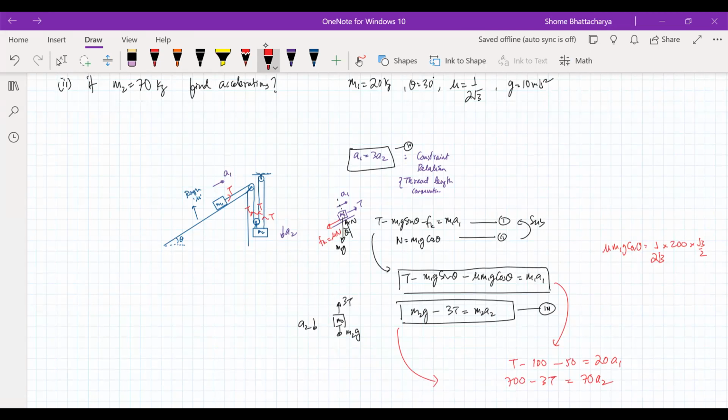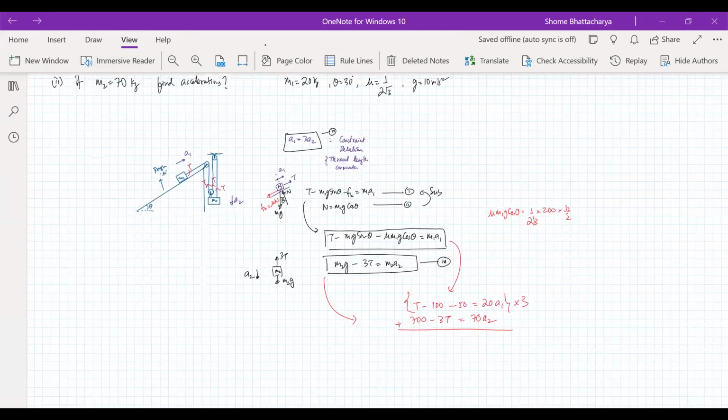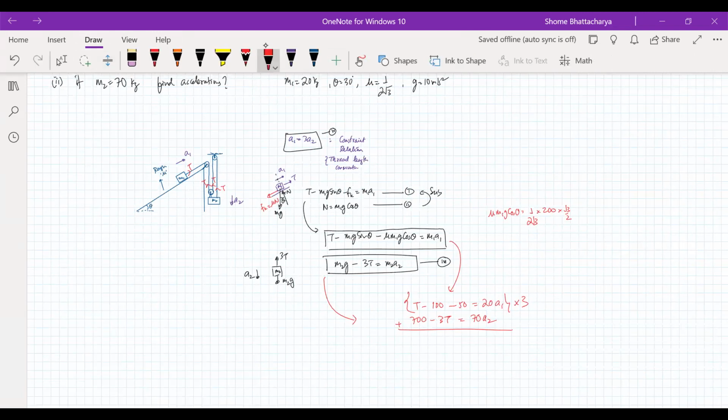And in this one, we have 700 minus 3T should be equal to 70 A2. Now see, one easy way to eliminate the tension is we can multiply this whole equation by 3 and add these two equations. This is just a tip for solving. So there is T here and there is minus 3T here. So just to eliminate the tension, do this. Then we will substitute A1 as 3A2 from equation 4 above.